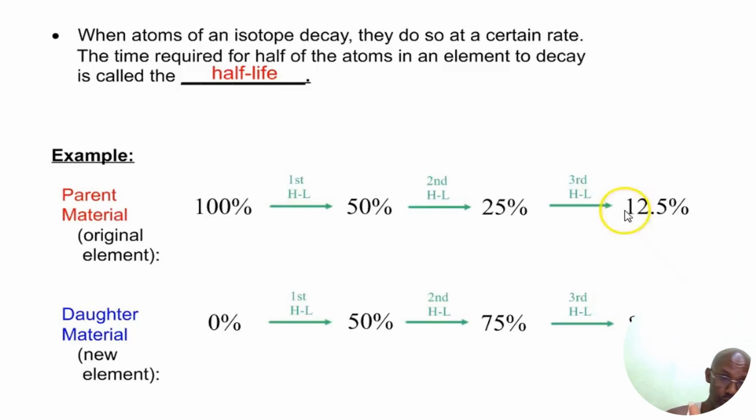And we see also that when the radioactive substance is losing its mass, the daughter material is gaining mass. After the first half-life, the daughter element will be 50%. After the second half-life, the daughter element will be 75%. After the third, the daughter element will be 100%, of course.